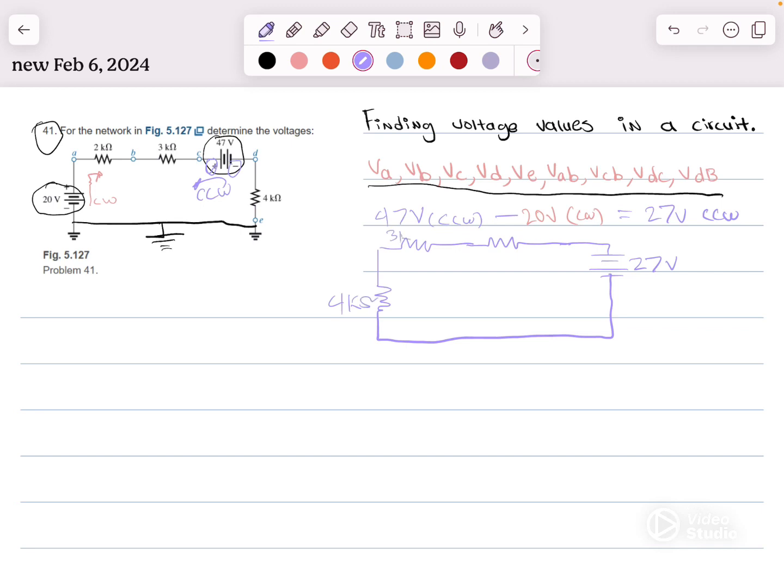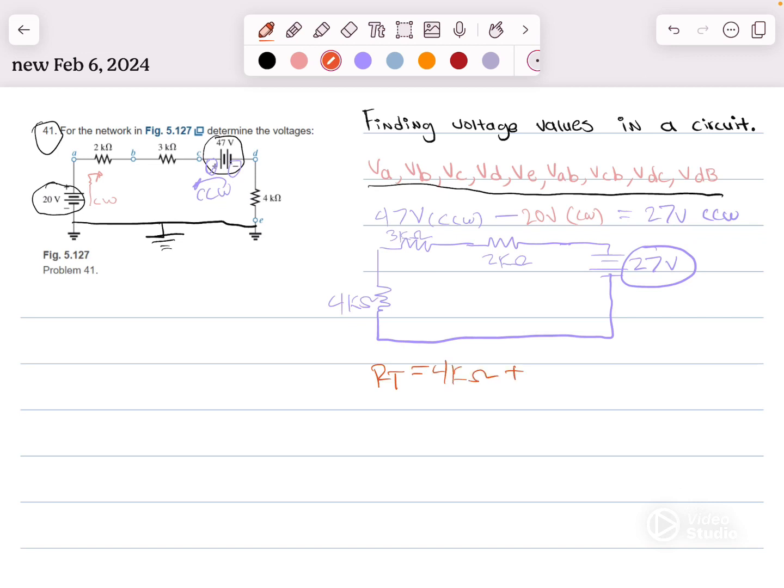It's important to remember that when I redraw a circuit, I need to make sure I match up my connections before I can take it back to the original. So for instance, this 27 volts, I can take back to the original if we're talking about the total voltage of our circuit. Here, now that I have my resistors, I'm going to add them up and find my R total.